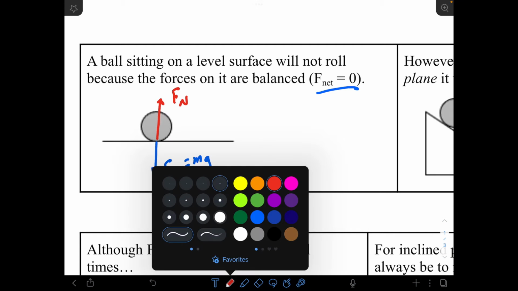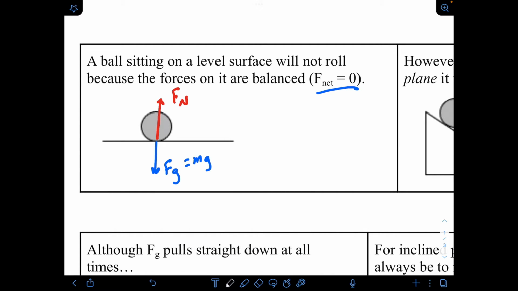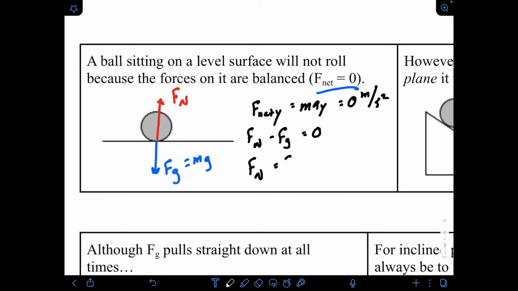So if I utilize Newton's second law, F net in the y is equal to may. Because they're balanced at 0, there's no acceleration in the y-axis, so Fn minus Fg equals 0. So we know that these two are equal, and we've been using this little rule for a while now.